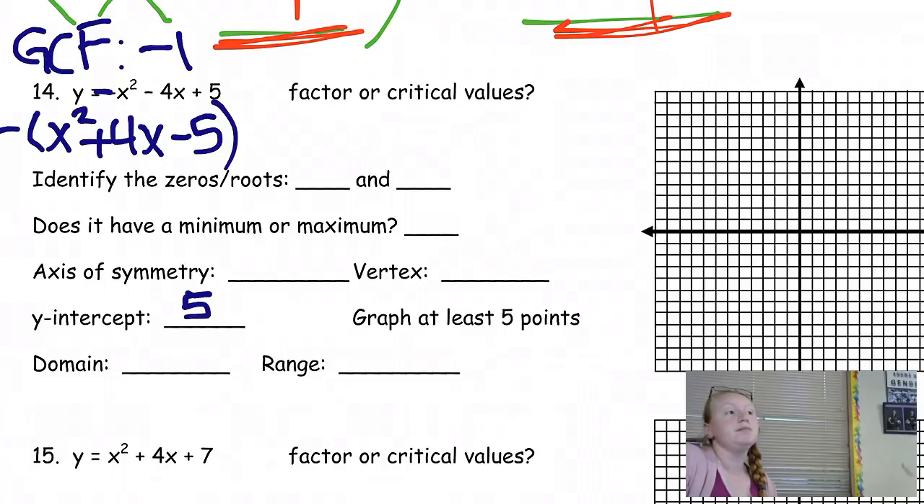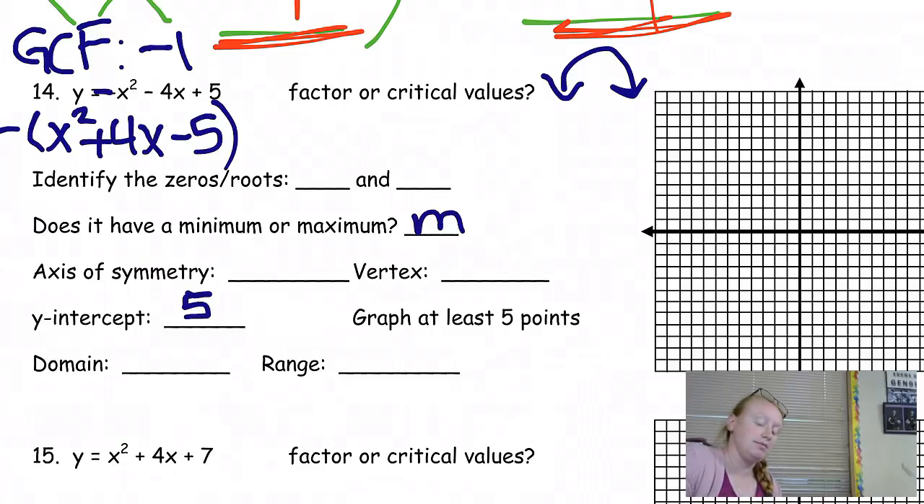So I'm still factoring, but I wanted to point out to you that my y-intercept is 5, it is not -5. I also want to point out that my graph should be concave down, which means that it should have a maximum.